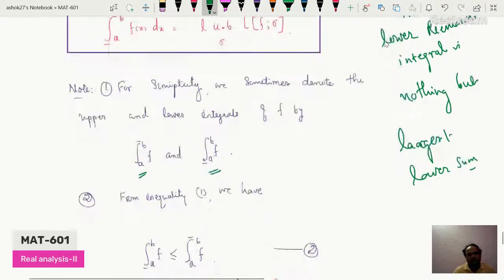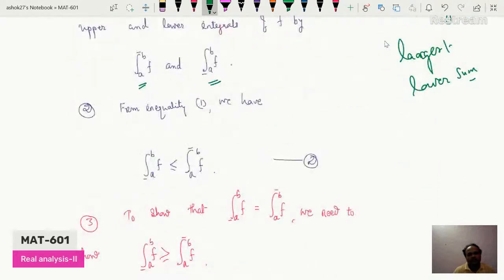Obviously, the lower integral is nothing but the largest lower sum, and it is again a lower sum. The upper Riemann integral is nothing but the smallest upper sum, and it is again an upper sum, and an upper sum is greater than or equal to a lower sum. So this relation is obviously there.